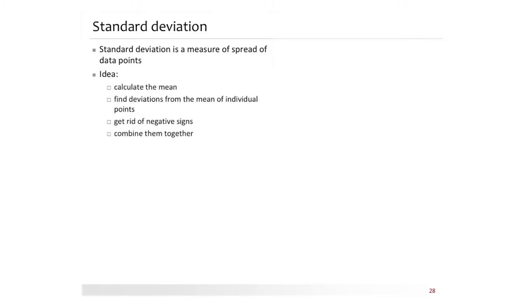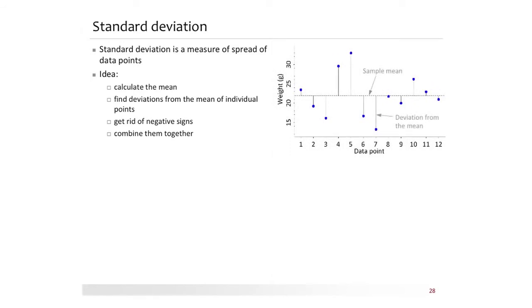So you can calculate the mean of a sample. This is our sample of 12 measurements, and each value is plotted here as a blue dot. This is the sample mean. Then you can find deviations from the mean for each point, and they are represented by these bars. Now you see that some of them are positive and some of them are negative. So if you add them together simply, they will mostly cancel each other, and you will get something which is very close to 0. So you have to get rid of negative signs, and then you can combine them together and hope it works.